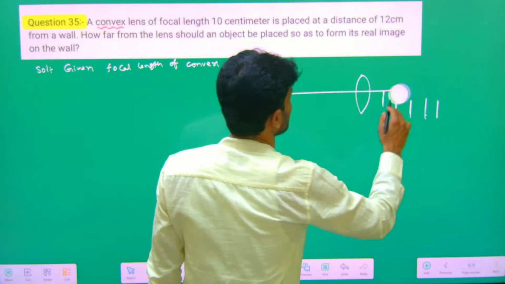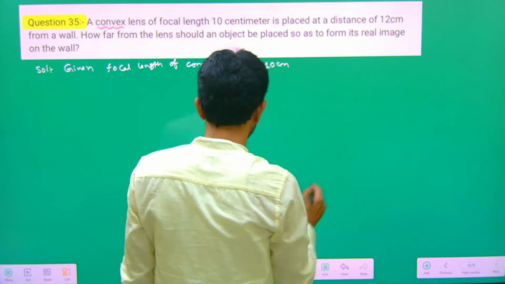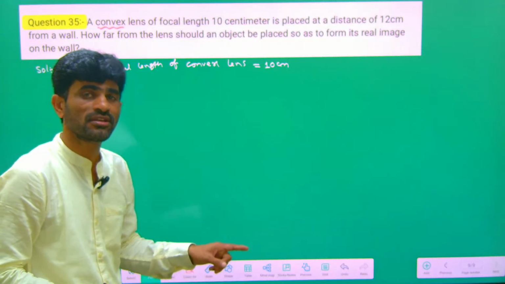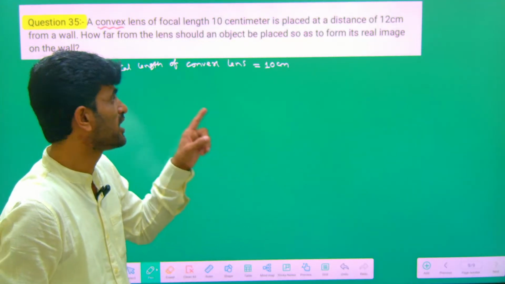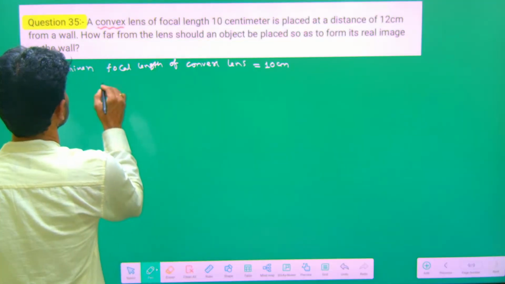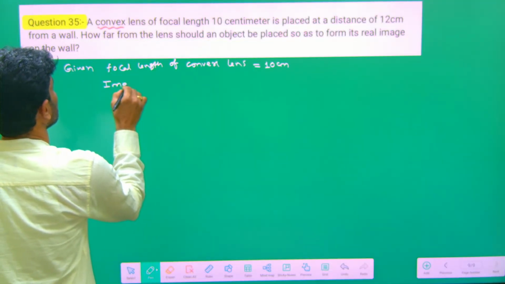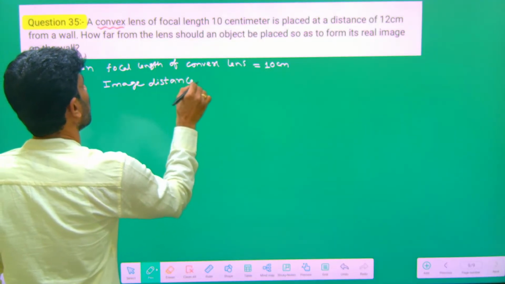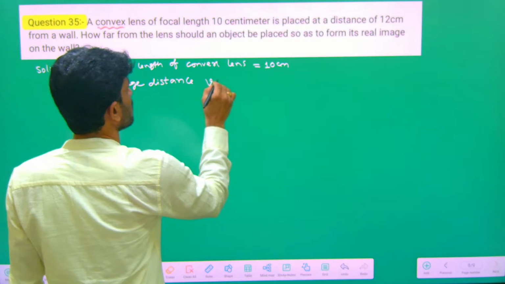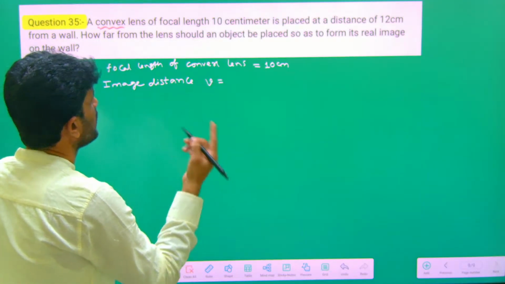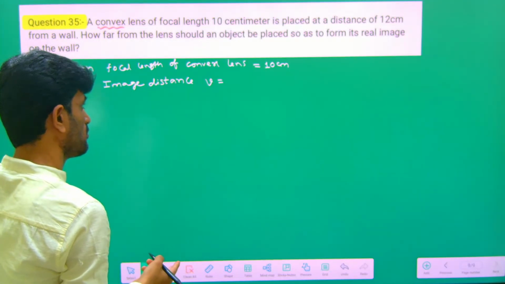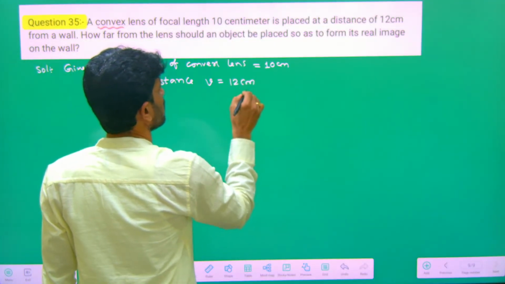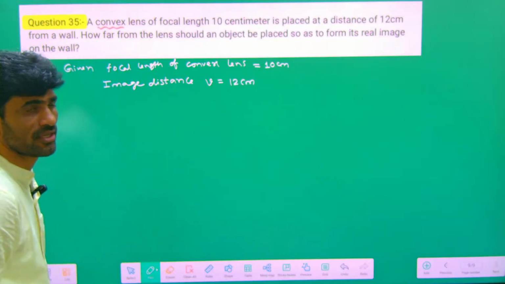How do we decide it is a real image? Because it is forming on the wall. Because it is forming on the wall, it is a real image. Because it is a real image and in a lens, we should take image distance positive. So your image distance is given. Image distance v is given, 12 centimeters, and the 12 centimeters should be taken positive because it is real. A real image will form on the right side of the lens.